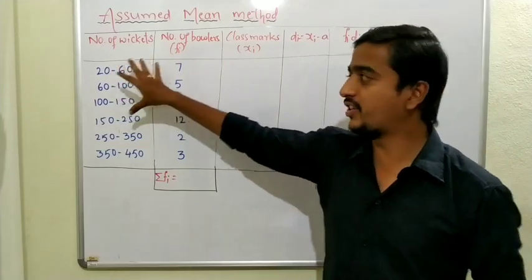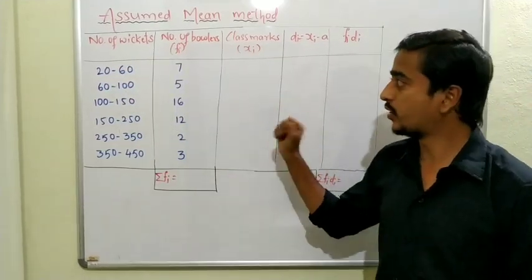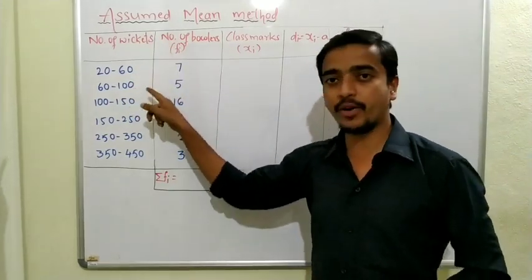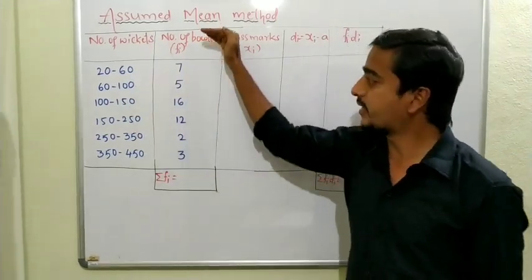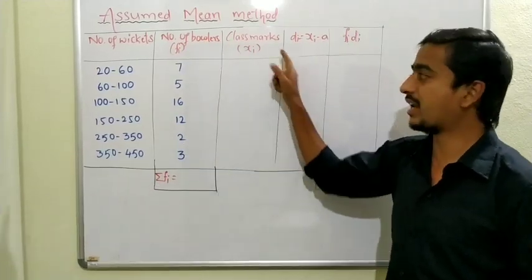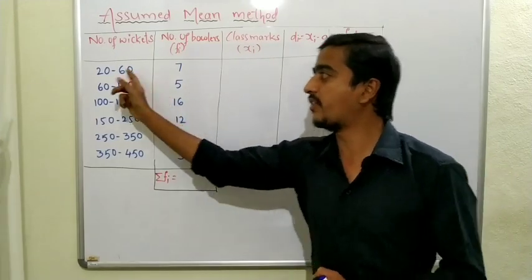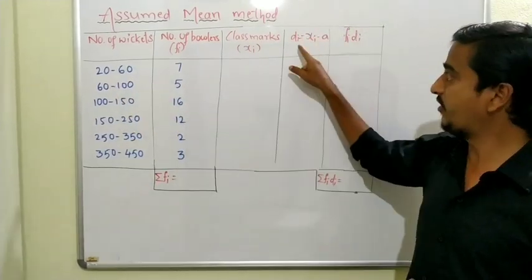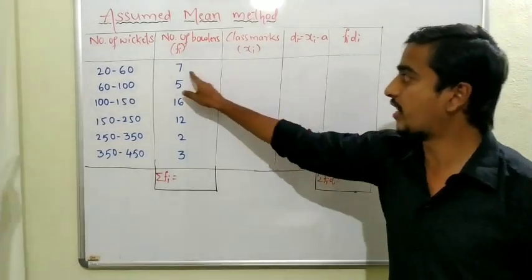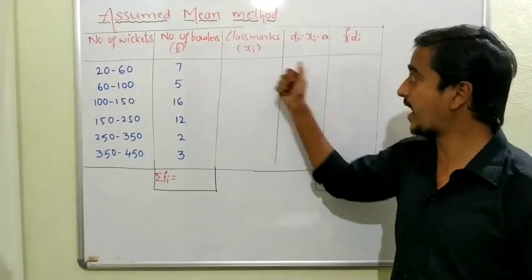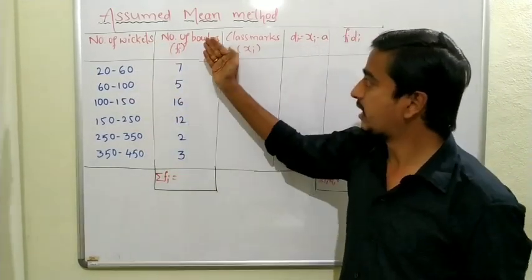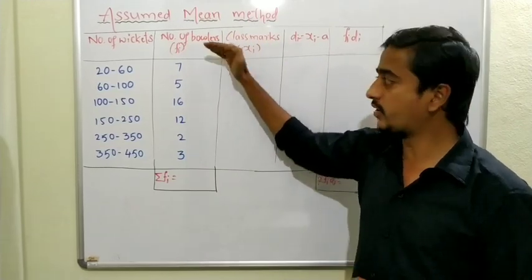First we have to arrange all the data in tabular form, with five columns. The first column is the number of wickets, that is the class intervals, and the second column is the number of bowlers, the frequencies. The third column is the class mark, found by the average of the class interval. Then the deviations di equals xi minus a, and finally fi times di. Here I arranged the class intervals and the frequencies given in the question.